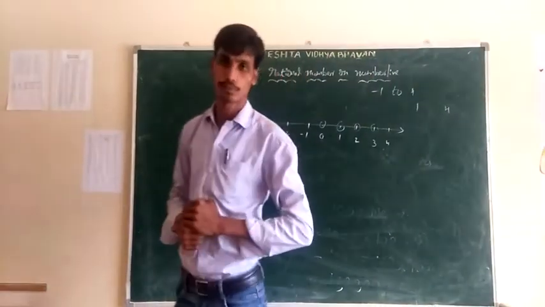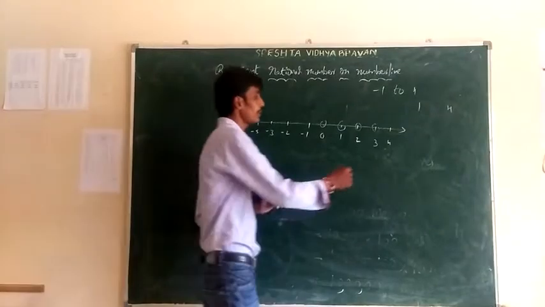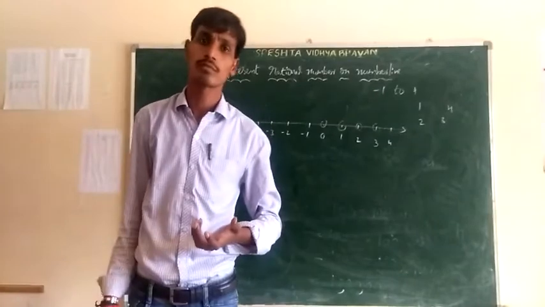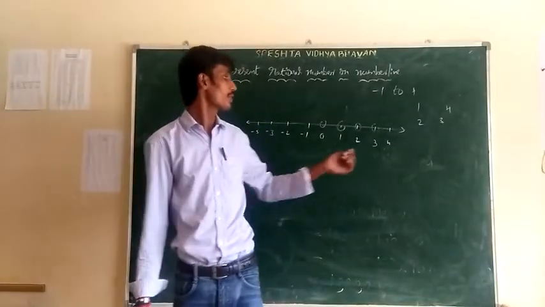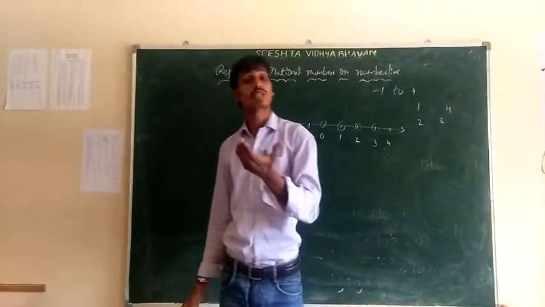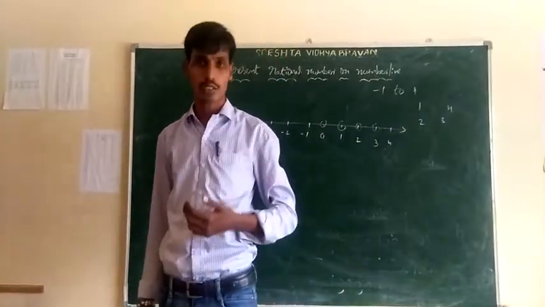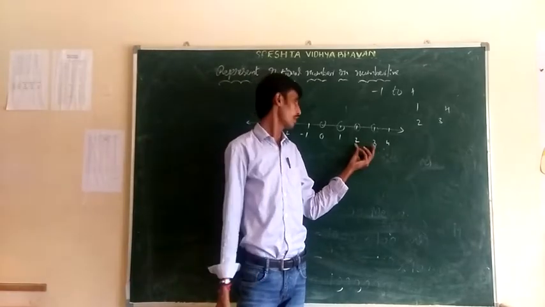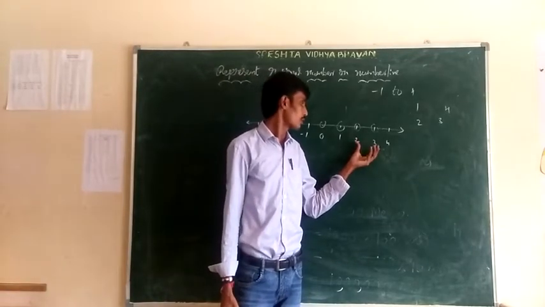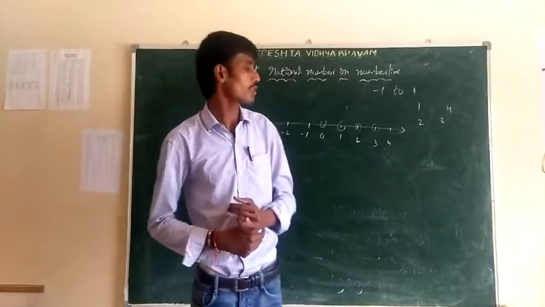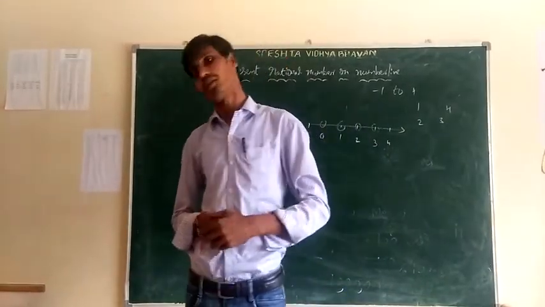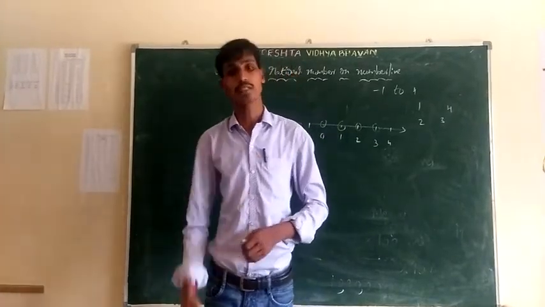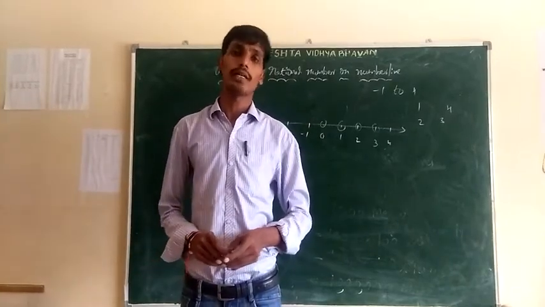Can you say how many integers lie between 2 and 3? No integers lie between two successive integers, because 2 and 3 are successive integers. So in integers, two successive integers cannot have any integer in between. Now we are moving to represent rational numbers on a number line.